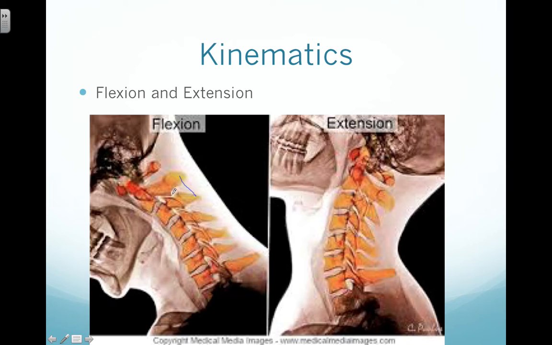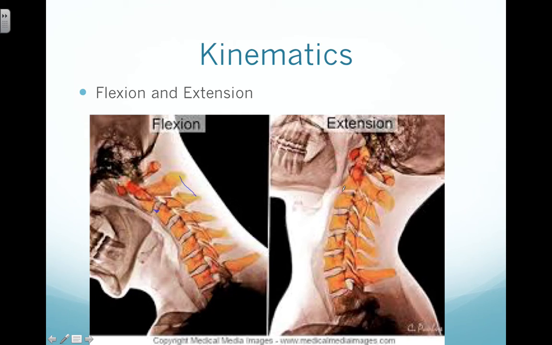As we go through, we're getting anterior compression of the annulus fibrosus, and we're going to think about that. We're going to have some compression into the anterior area. And that will be the opposite when we think about extension. It will just change and move opposite.